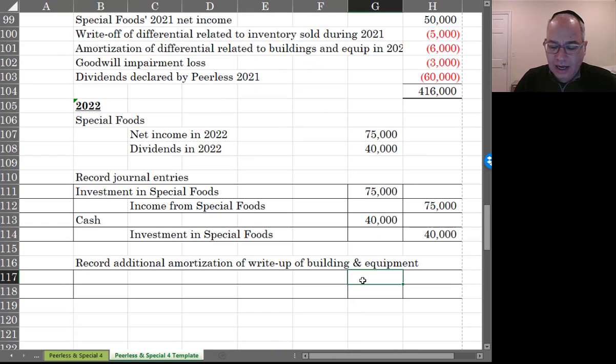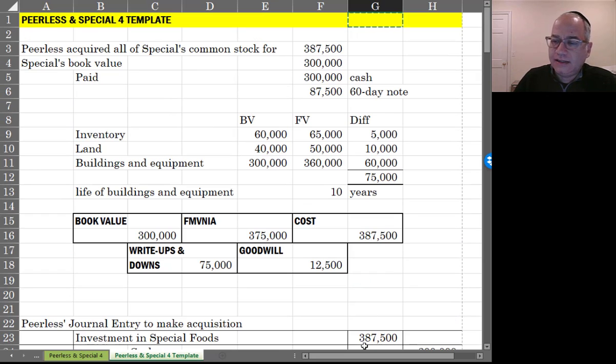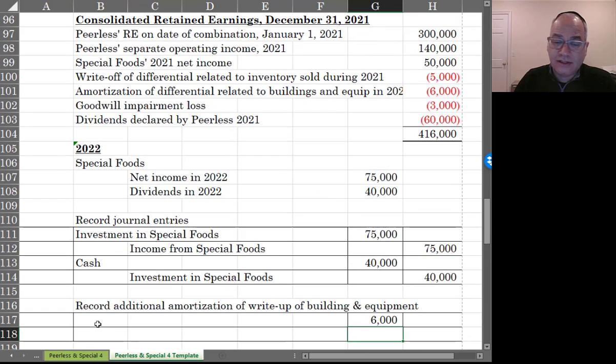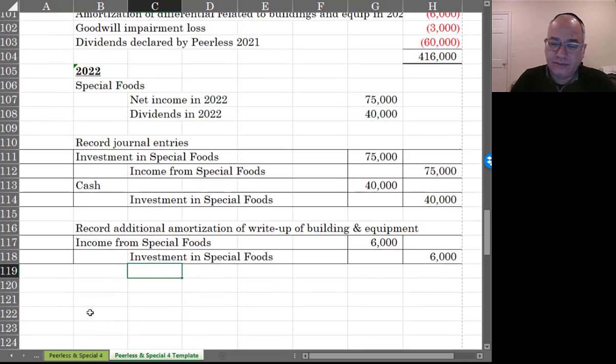So that's going to be, again, $6,000. $60,000 divided by 10. $6,000, and it's not debit depreciation expense credit accumulated depreciation, because that's not where the parent recorded the income. The parent is using the equity method and is recording income like this. So if the parent has additional expenses, then they're going to need to take it out of there by debiting income from Special Foods for $6,000 and crediting investment in Special Foods for $6,000, like so.